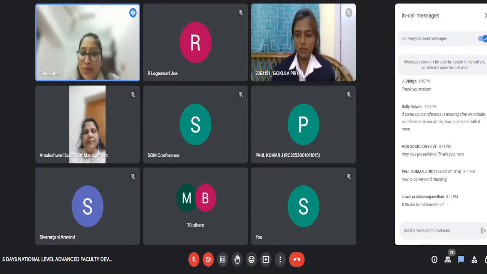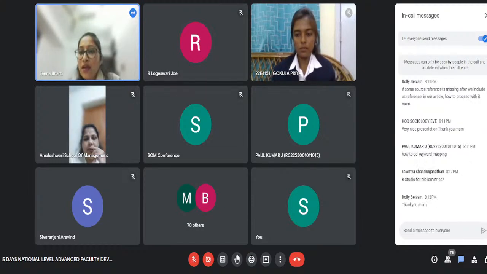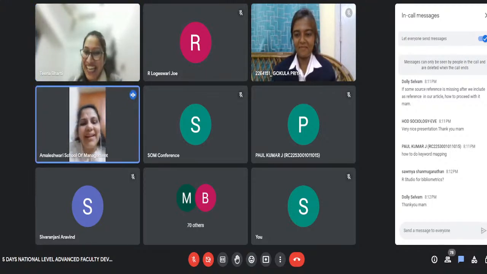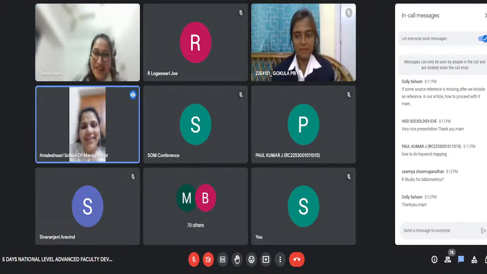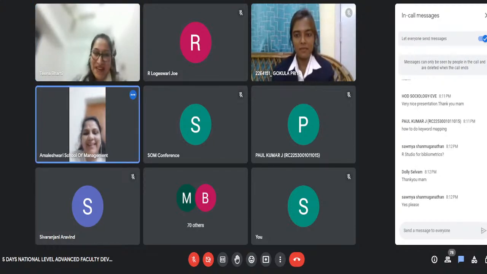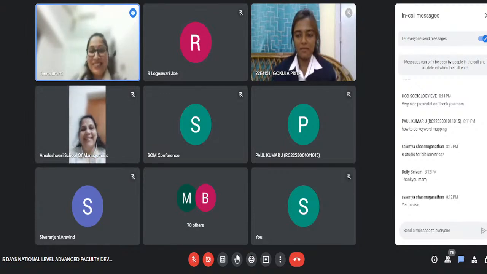Yeah. So how to do keyword mapping? You can use RStudio also. So I think, ma'am, the next one has to be on RStudio. Yes, Teena, we are touching upon RStudio by Dr. Dinesh, so we are touching upon that. Okay, fine. So RStudio can also be used for the same thing.